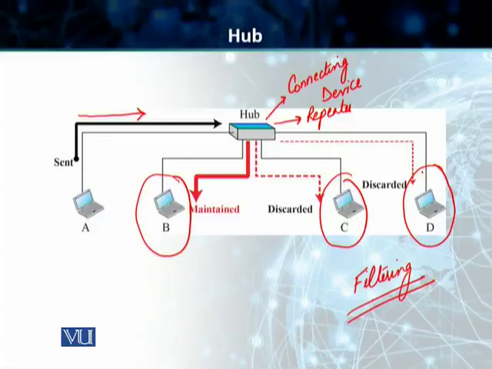Students, once again, a hub or a repeater is a physical layer device. There is no concept of a link layer address on the physical layer, and therefore the hub does not check the link layer address of the received frame. The hub just regenerates or repeats the corrupted bits, and then sends them out through every single port.